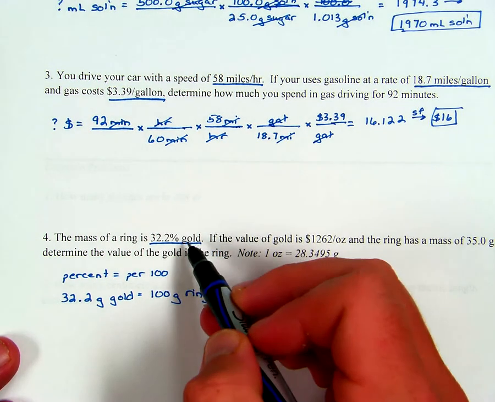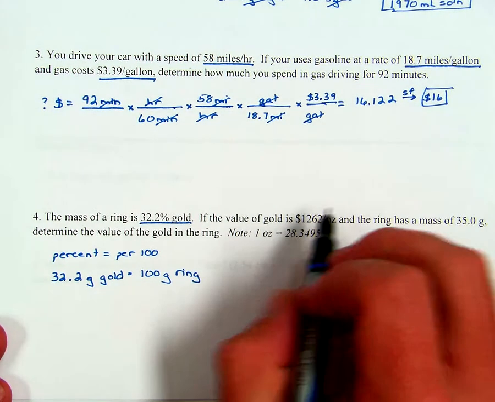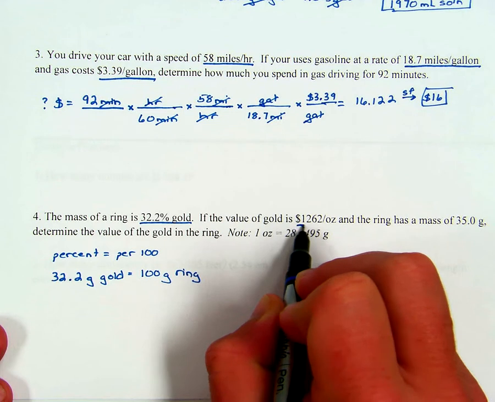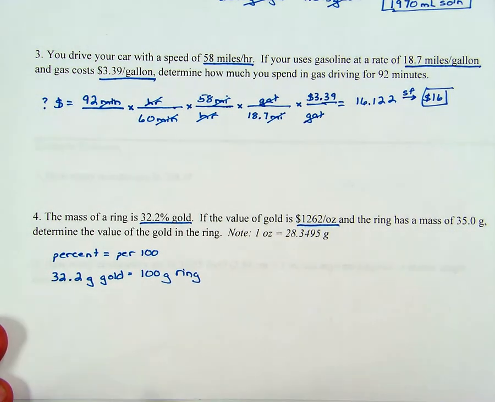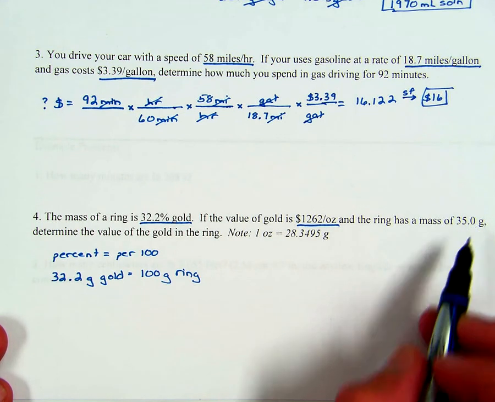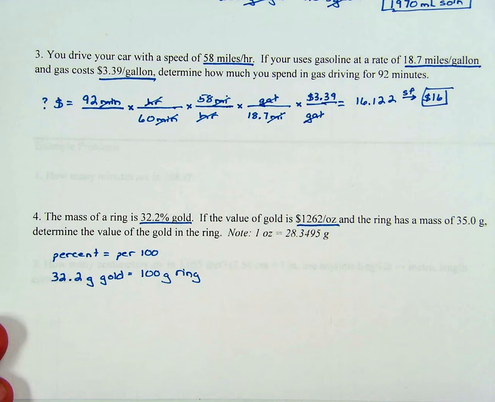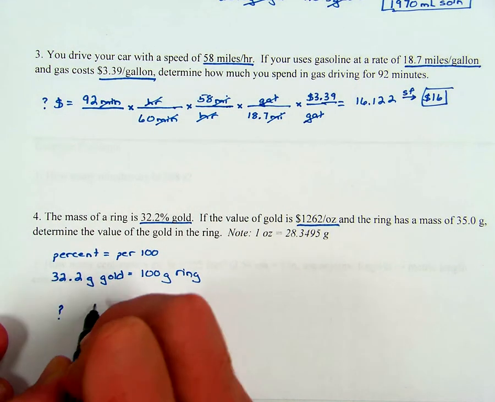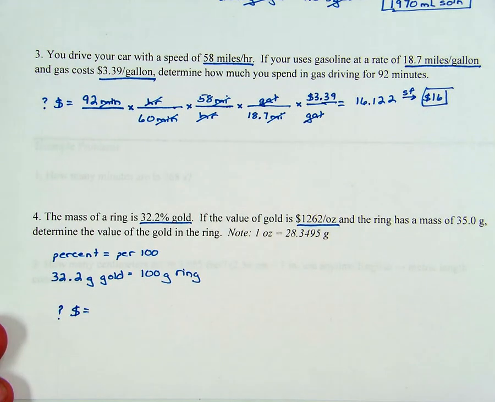Alright, here are some other conversion factors here. We're told that the value of gold is $1,262 per ounce, and the ring has a mass of 35 grams. That would not be a conversion factor because that's just one unit there. 35 grams. Determine the value of the gold in the ring. So I need to find the cost. So question mark dollars equals, and again I'm looking for something that's not a conversion factor. Well, that would be my 35 gram ring.